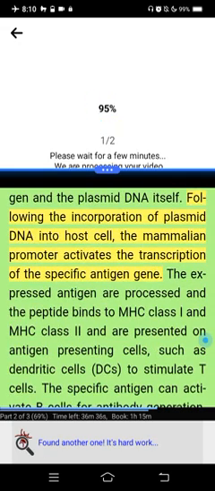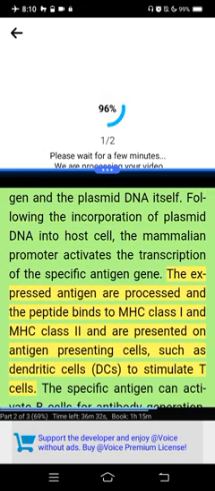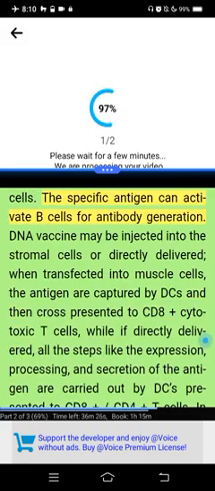Following the incorporation of plasmid DNA into the host cell, the mammalian promoter activates the transcription of the specific antigen gene. The expressed antigen or processed peptide binds to MHC class 1 and MHC class 2 and is presented on antigen-presenting cells, such as dendritic cells (DCs), to stimulate T cells. The specific antigen can activate B cells for antibody generation.